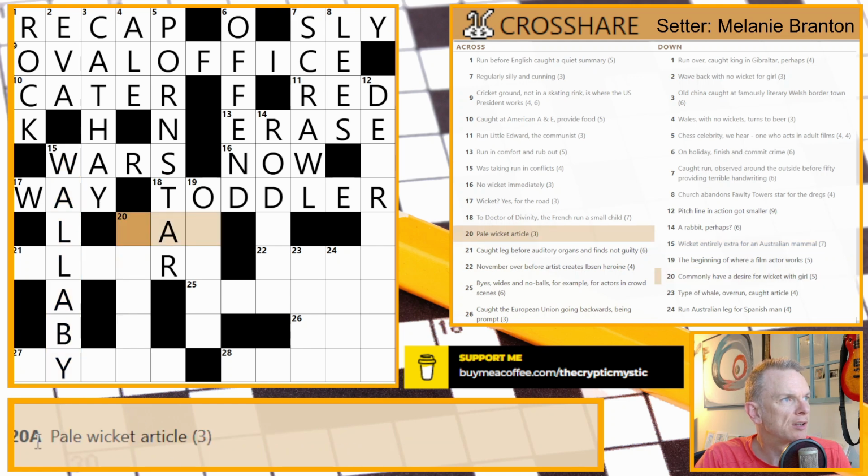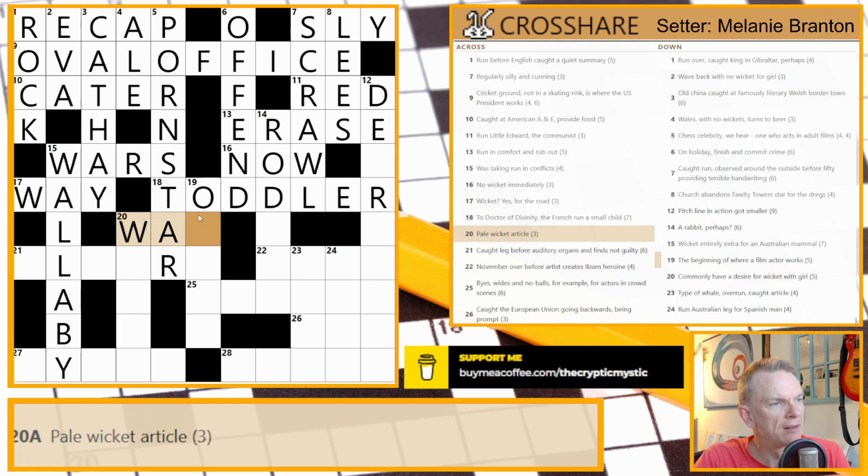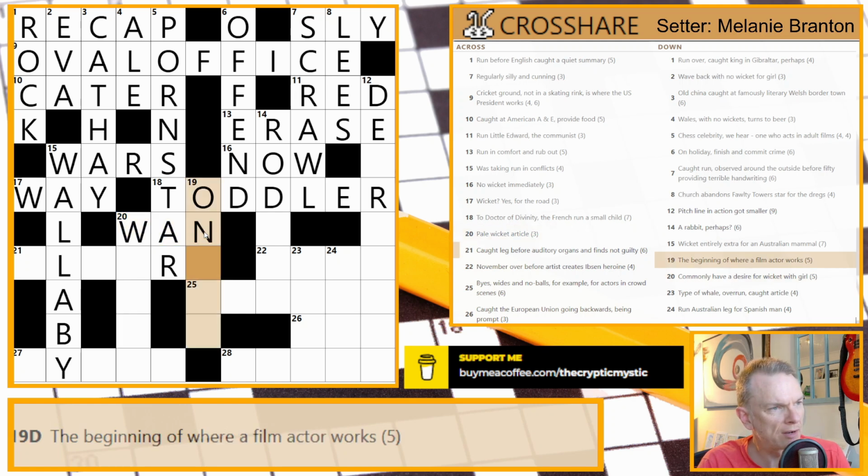20 across. Pale wicket article. I had this before. Remember I mentioned in a previous video about articles, what they mean. It's going to be literally the definite or indefinite articles. So it's going to be a, an, or the. So wicket, remember, is going to be a W here. This is going to mean pale. So what article are we thinking here? An. So we got one. We mean pale.